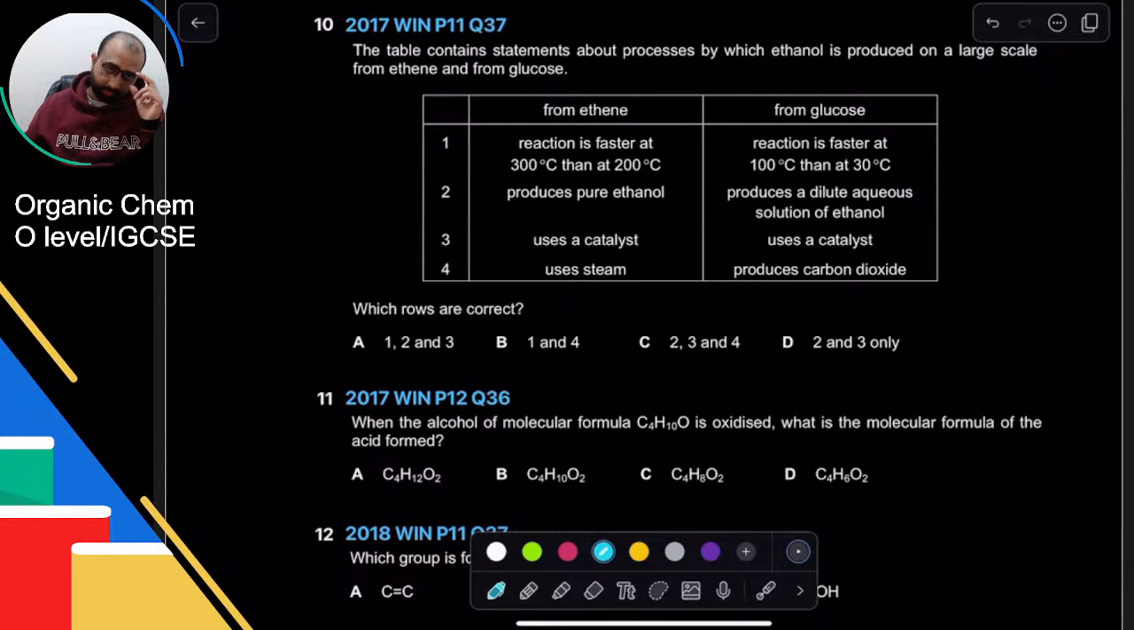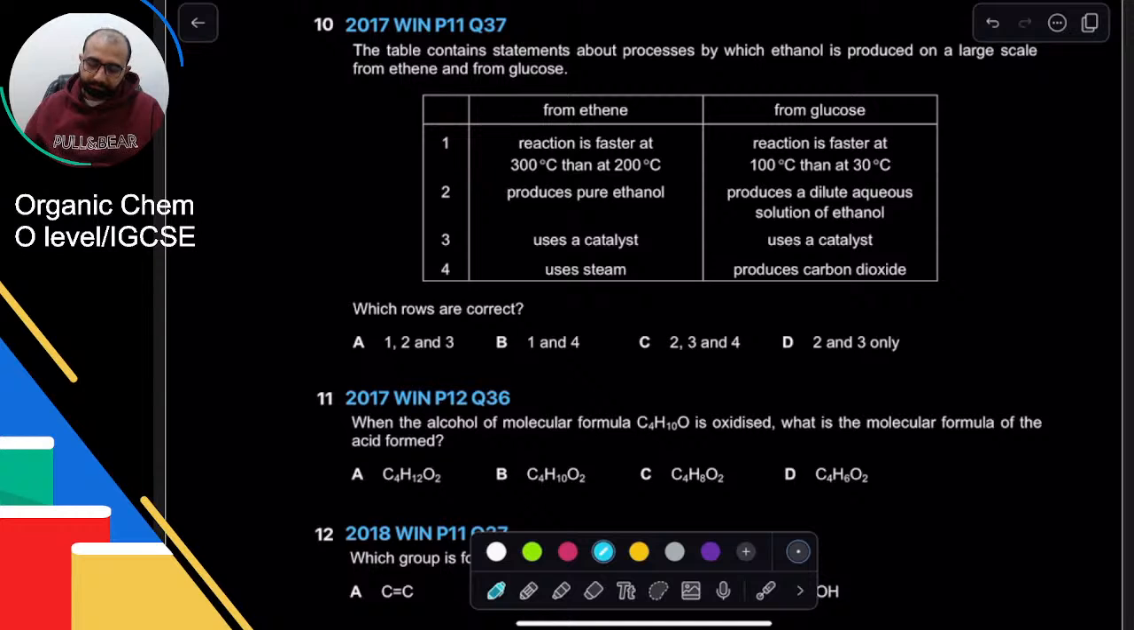The table contains statements about processes by which ethanol is produced on a large scale from ethene and from glucose. So for glucose, we do fermentation in the presence of yeast, and you have to make sure the temperature is 20 to 40 degrees Celsius. For IGCSE, the requirement is 25 to 35 degrees Celsius. So pay attention to the requirements, okay? And ethene is hydrolyzed at high temperature with steam in the presence of phosphoric acid, okay? So those are the two conditions that we have.